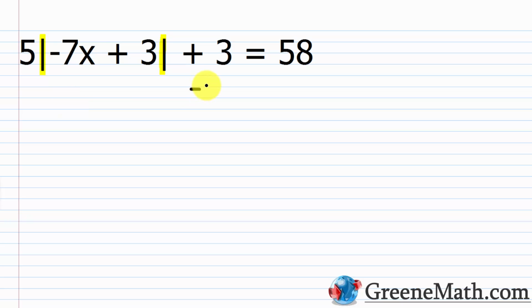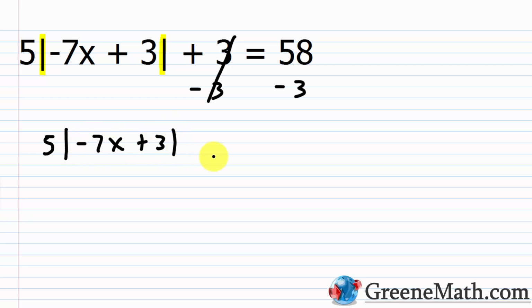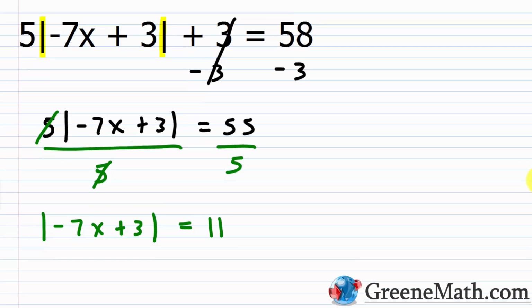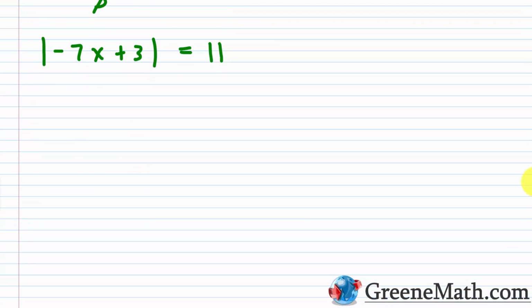So let's go ahead and subtract 3 away from each side to start. We'll get rid of that. We'll have 5 times the absolute value of -7x plus 3, and this equals 58 minus 3, which is just 55. Now I can just divide both sides by 5, and this would cancel with this. And so I have the absolute value of negative 7x plus 3 is equal to 55 over 5, which is 11. So now I have it in the format that I've been looking at. And again, once I have it like this, it's very, very easy.